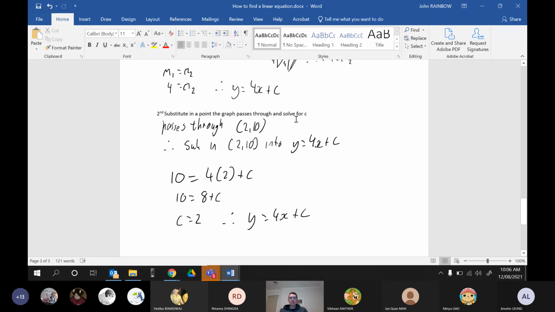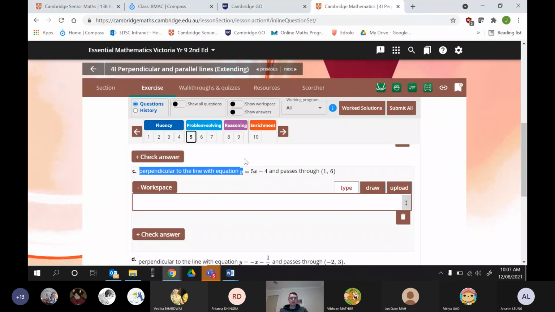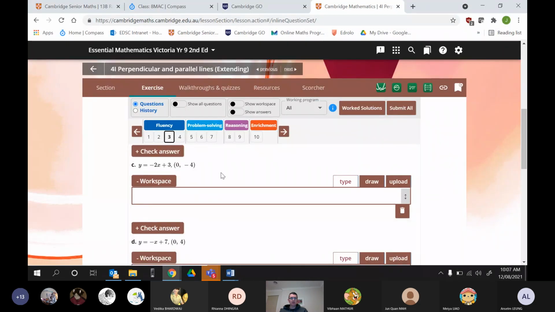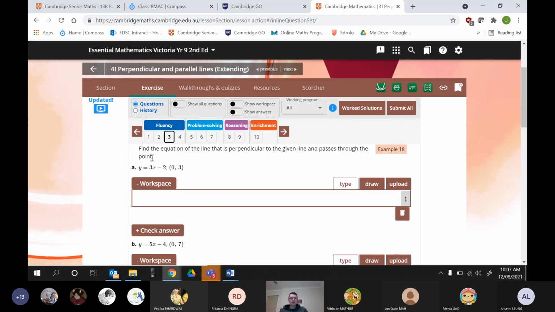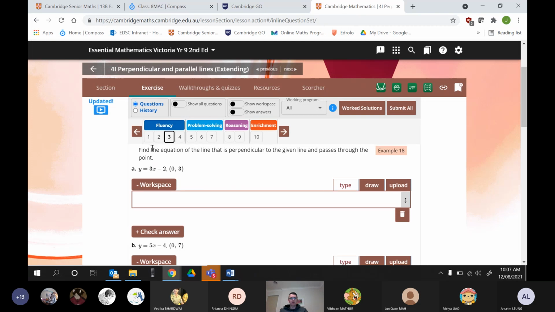Now, you're going to find it's going to be even easier in this than some of the questions that you start with. Some of these questions that you'll start with are kind of a bit sad. So, it gives you like, find the equation of the line. We want to find perpendicular, given the line passes through the point. We'll do that one now.